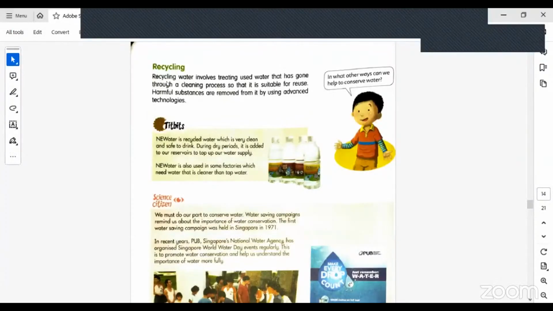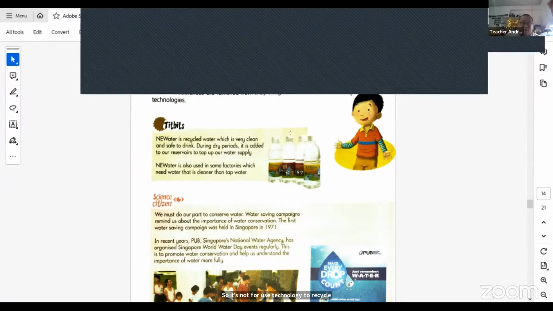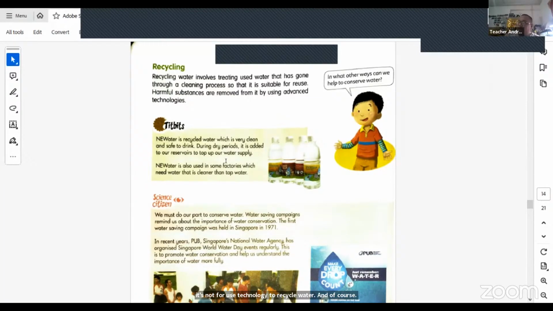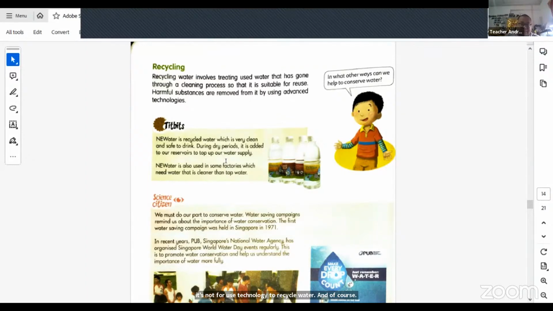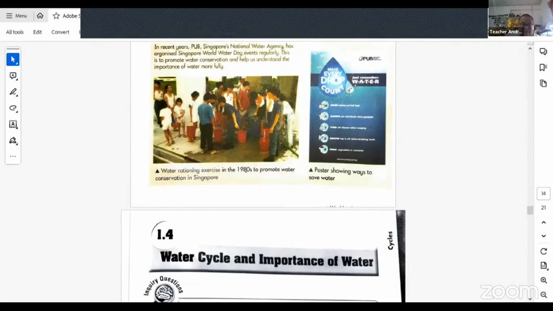Okay, so that's how Singapore recycles water. Now let's carry on with the lesson. So Singapore uses technology to recycle water, and of course to show that we actually have the ability to recycle water through technology. All right, let's carry on.